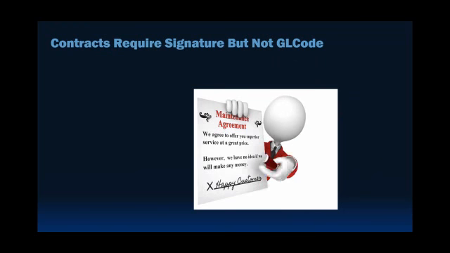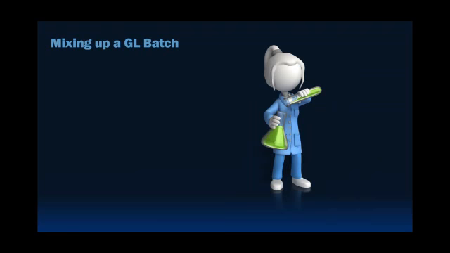Contracts require a signature but not a GL code. So you could literally do a GL code on a contract, or do a contract and not post a GL code. That invoice would post, but it wouldn't make it into the accounting system. Mixing up a GL batch.